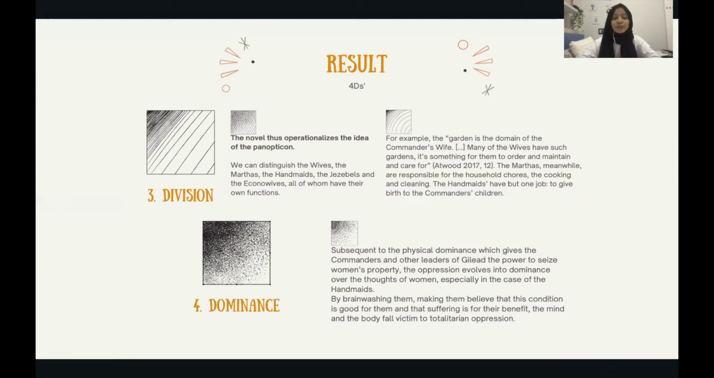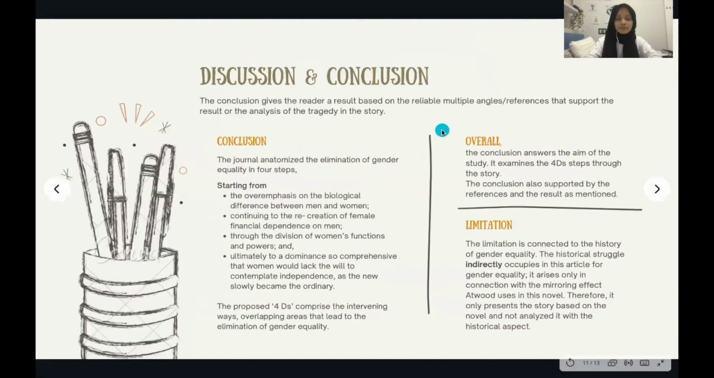And the fourth point is dominance. Subsequent to the physical dominance, which gives the commanders and other leaders of Gilead the power to seize women's property, the oppression evolves into dominance over the thoughts of women, especially the handmaids, by brainwashing them, making them believe that this condition is good for them and that suffering is for their benefit. The mind and the body fall victim to totalitarian oppression.